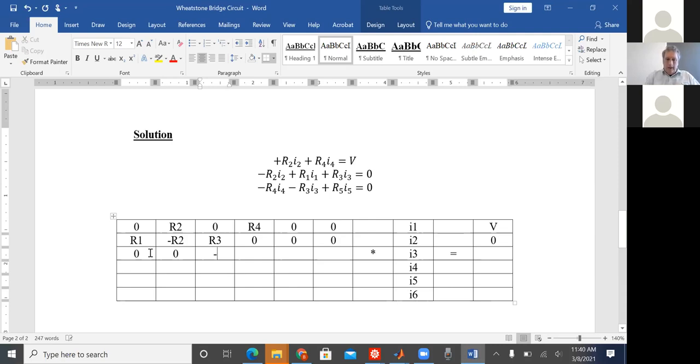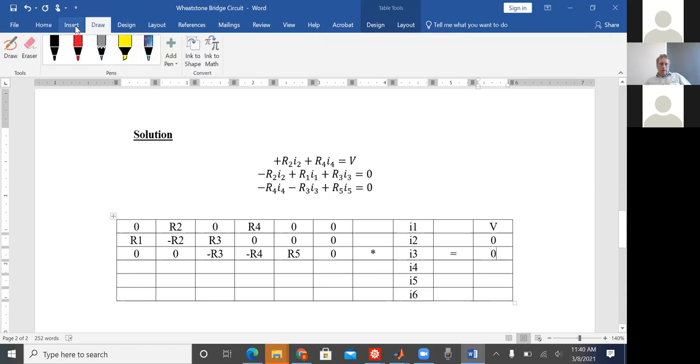Okay, minus R3. Minus R4. If you could have a nice way to put the boxes around the matrix, this is actually a very nice way to do this, because it's organized in rows and columns, and you just visualize what I'm doing here, right? You know, there's drawing tools. Wait a minute. Insert.